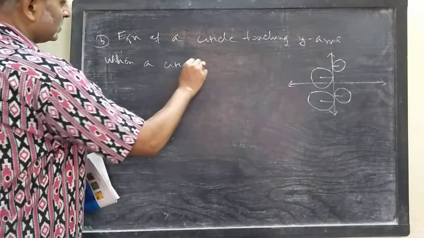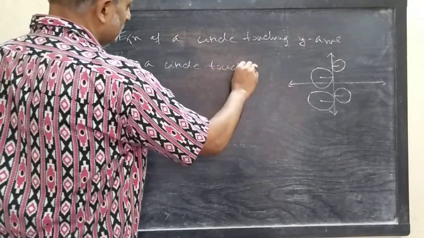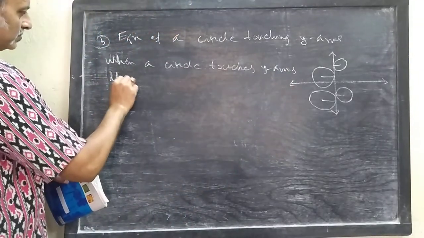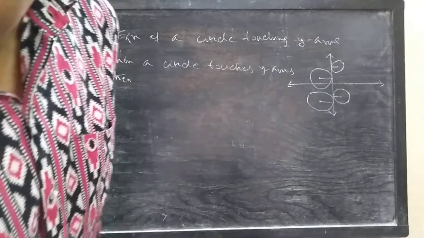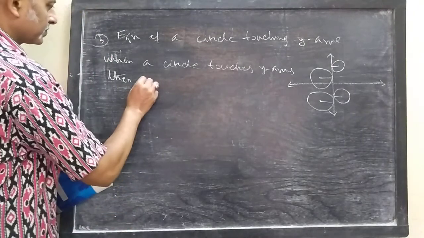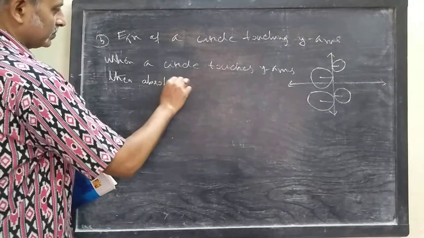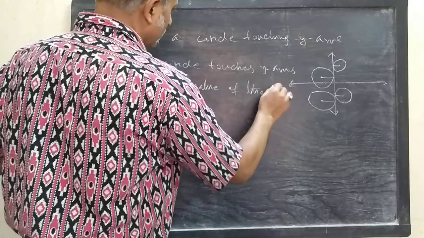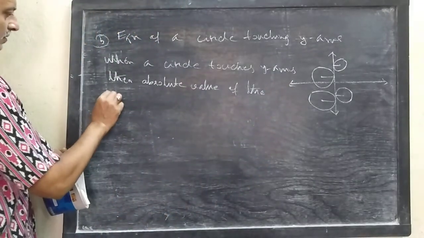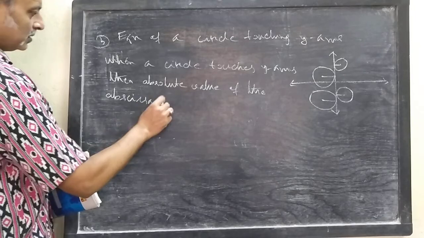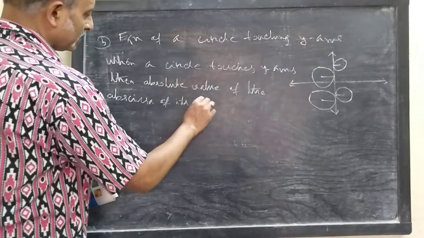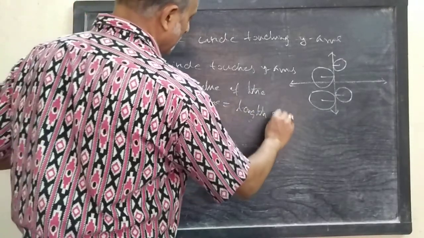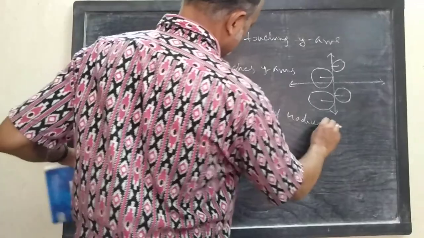When a circle touches the y-axis, then the absolute value of the abscissa of its center is equal to the length of the radius of the circle.